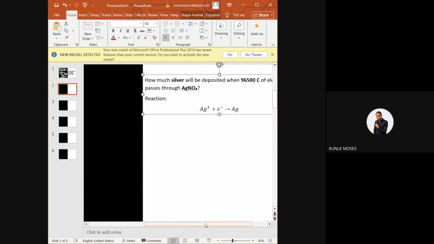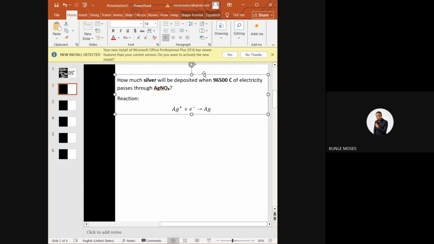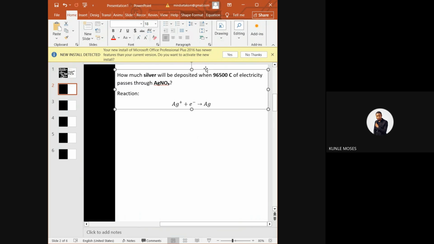Please, can you guys do this? He said, how much is just a common sense question. How much silver will be deposited when 6,500 coulombs of electricity passes through silver nitrate? So given this reaction, Ag+ plus e-, it simply means 1 mole of electrons is deposited to give 1 mole of silver, because that's a charge of 1, isn't it? The molar mass of Ag is 108. That one is constant. So what would be the mass of silver that will be deposited? Anybody?